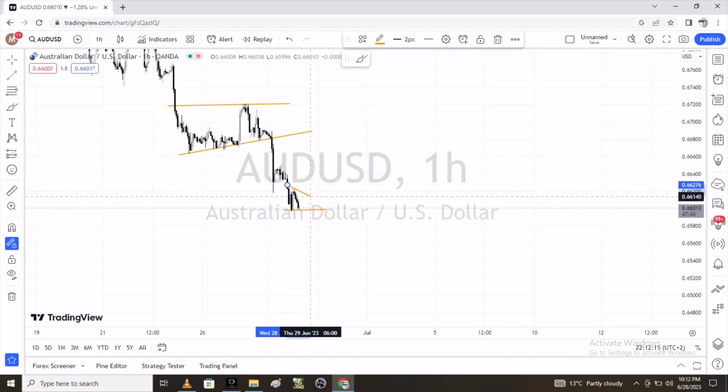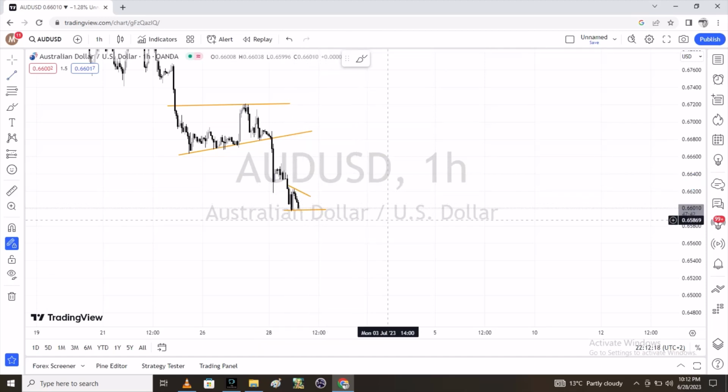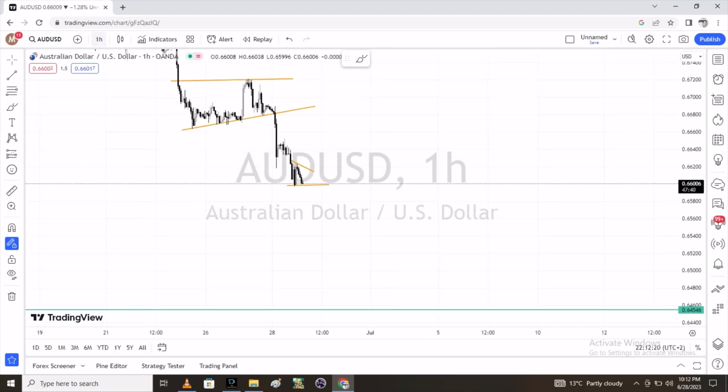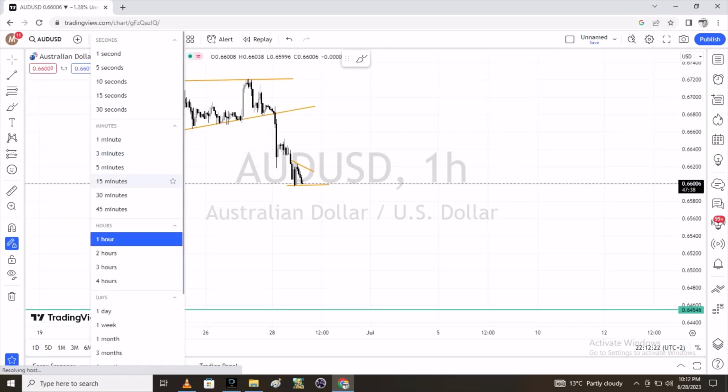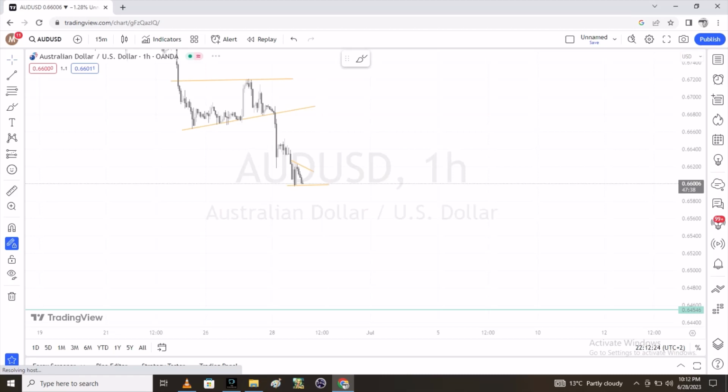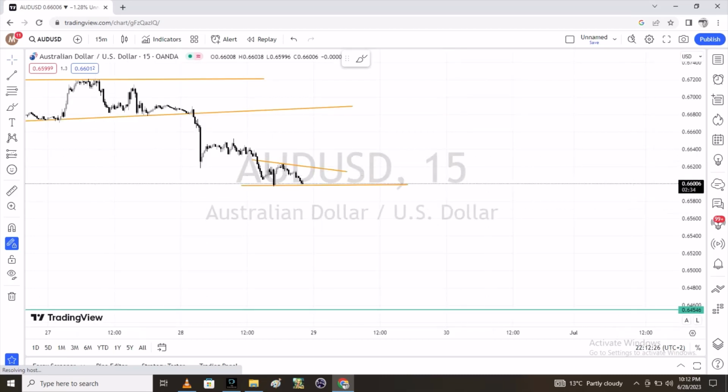Patience is a very big part of forex trading. You should not force trades. You should not force movements. Patience is a very big part. Let's go to the lower time frames.